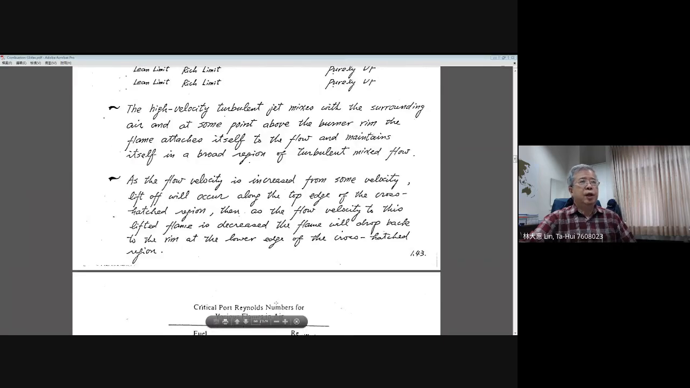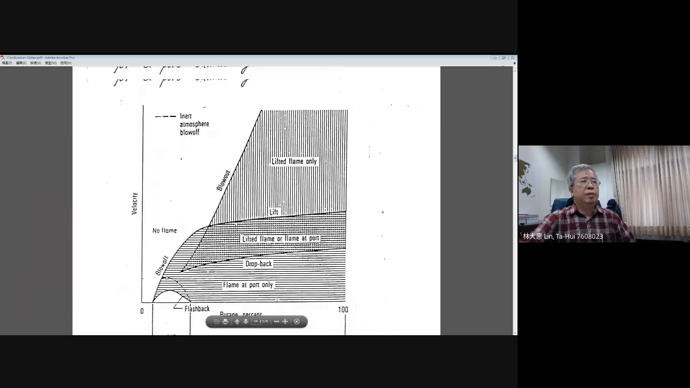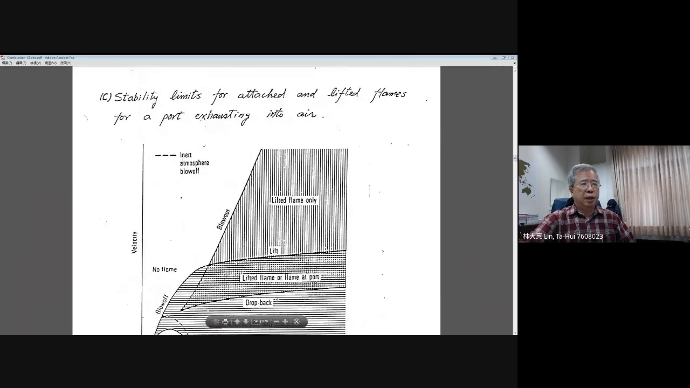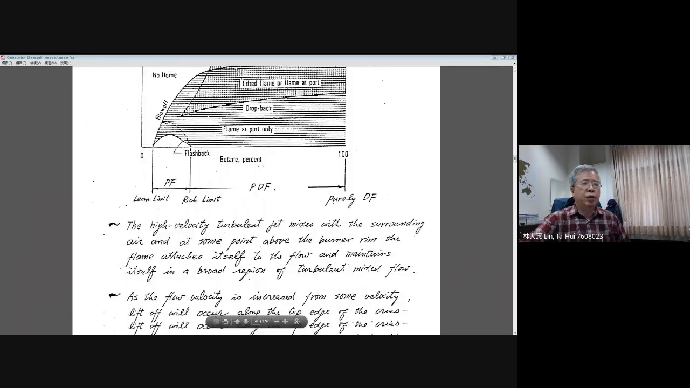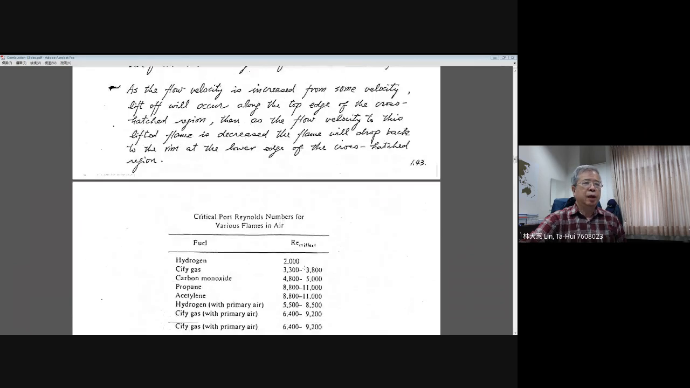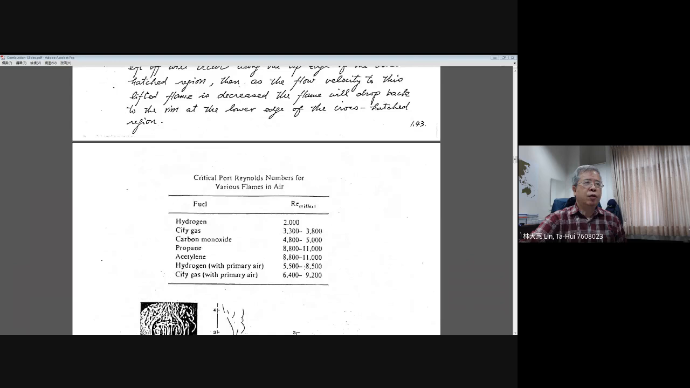Okay, we finished the stabilization limits for the premix flame and the diffusion flame, and even for the intermediate regions between these two categories. And now we shift a little bit to discuss the critical Reynolds number for various flames in air.